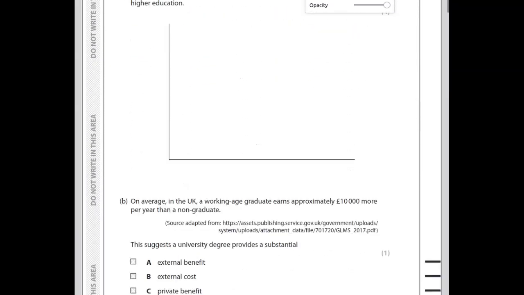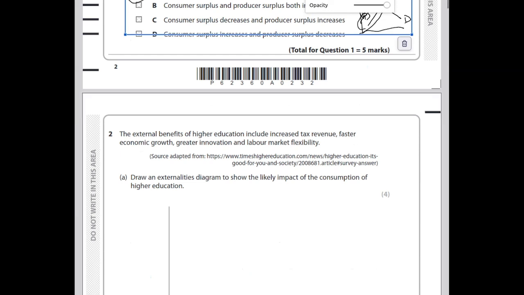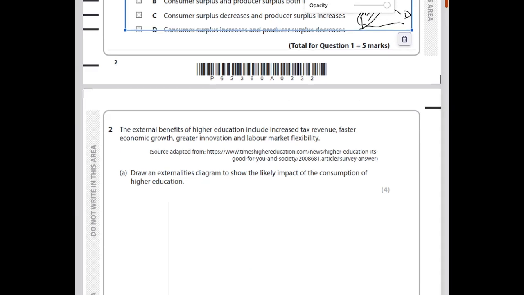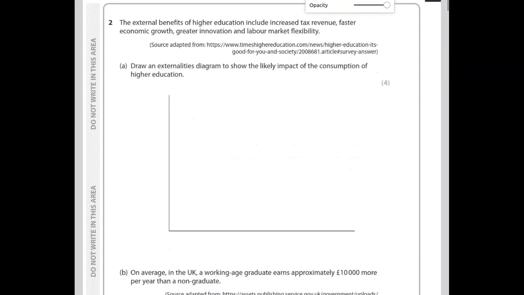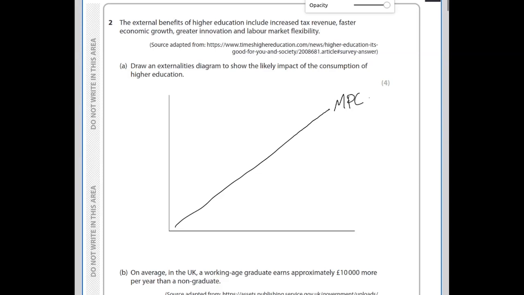Question 2 reads, the benefits of higher education include increased tax revenue, faster economic growth, greater innovation, and labor market flexibility. Draw an externalities diagram to show the likely impact of consumption on higher education. So I'm going to want to show just one supply curve, which in this case is actually a cost curve. So this is marginal private cost equals marginal social cost.